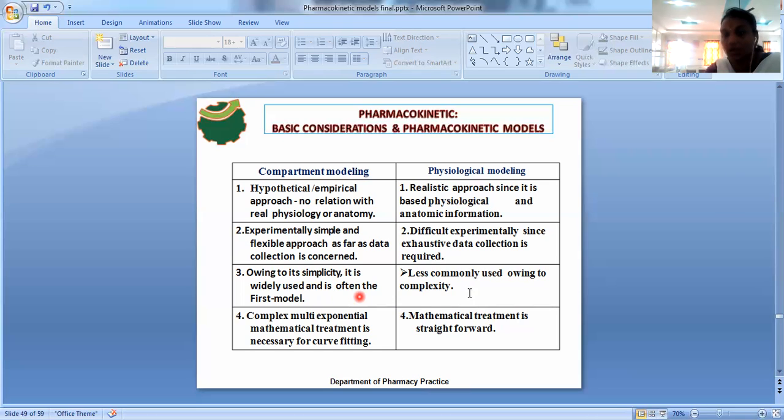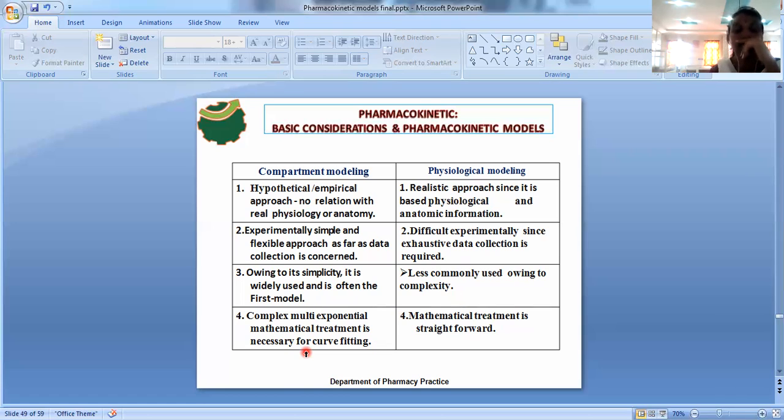It is less common owing to its complexity. Here exhaustive data is required and therefore it is a complicated process, that is why it is less commonly used. And here the calculation involves multi-exponential mathematical treatment, which is required for the curve fitting method. In the first order, since the whole compartment model is assumed, it will depend upon first order kinetics.